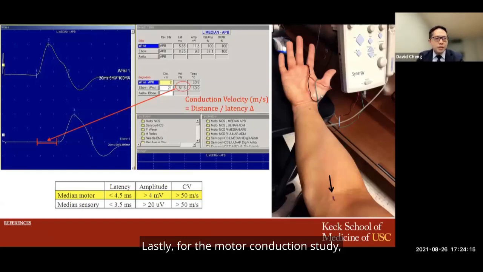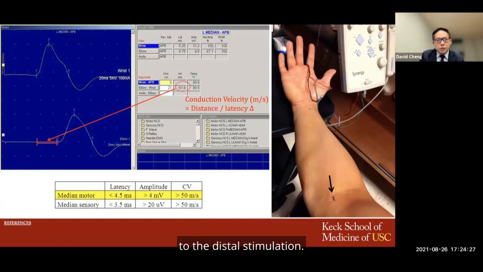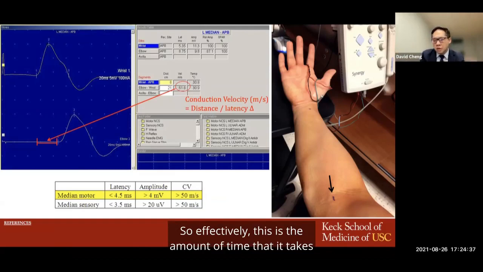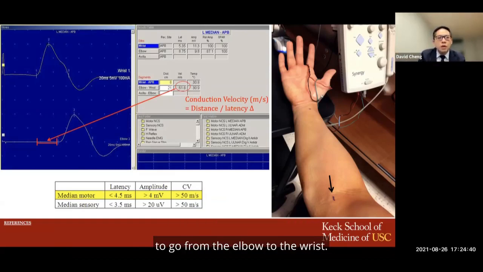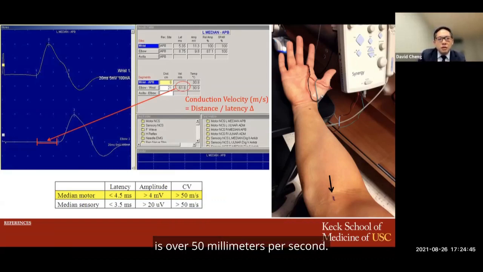Lastly, for the motor conduction study, we'll talk about conduction velocity, and that effectively is the speed at which the signal is transmitted from the proximal to the distal stimulation. When we're talking about the median nerve, we know that there are two stimulations. One you saw earlier as at the wrist, and the second one is at the elbow. So effectively, this is the amount of time that it takes to go from the elbow to the wrist. In the upper extremities, you can see that the standard is over 50 meters per second, and the example given here is 61.8, so that would be also normal.